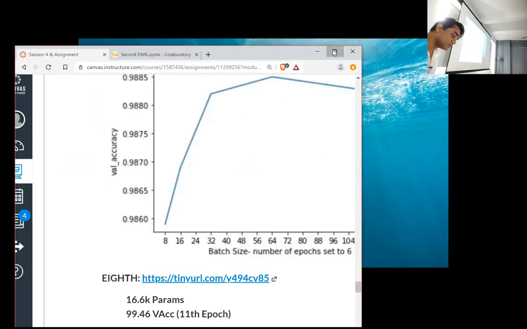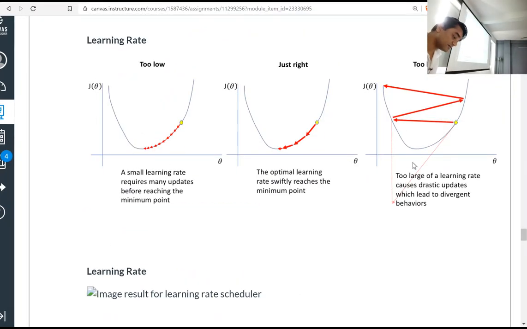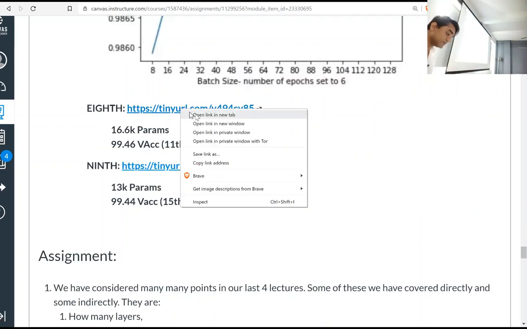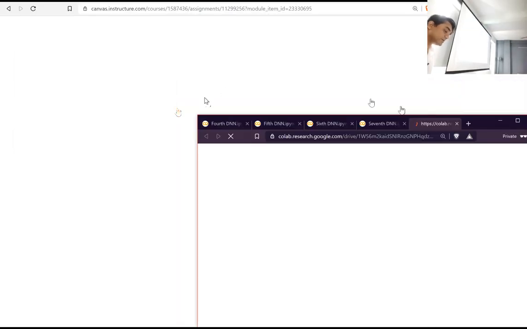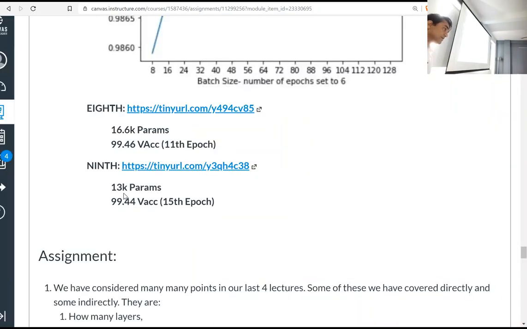Now, in the next two codes, I'm not going to cover these two codes. I've actually just played with the number of parameters again. You can open this if you want. I've just changed the number of parameters in the network and the architecture a bit. Now, based on a new architecture, what we are hitting is 16.6 thousand parameters and 99.46 in the 11th epoch.